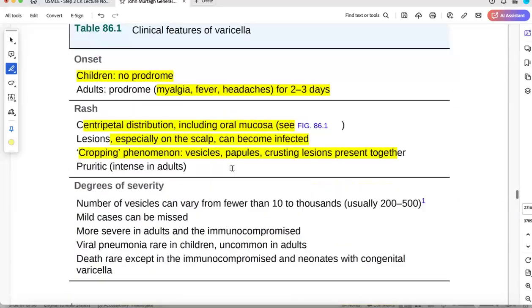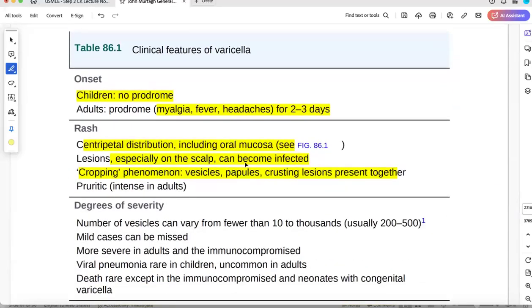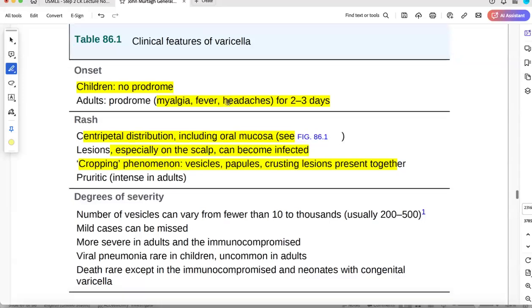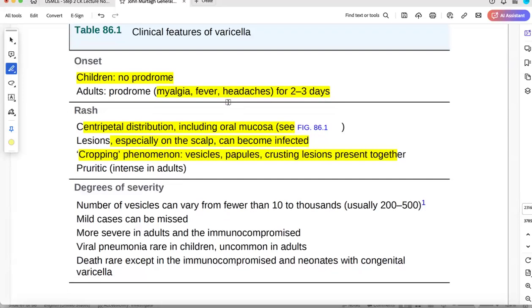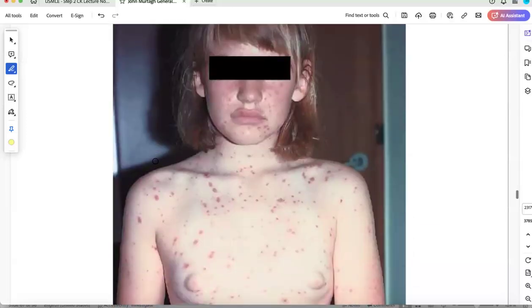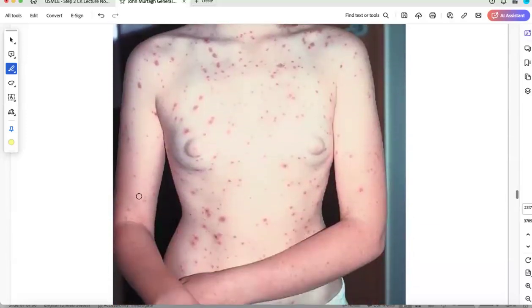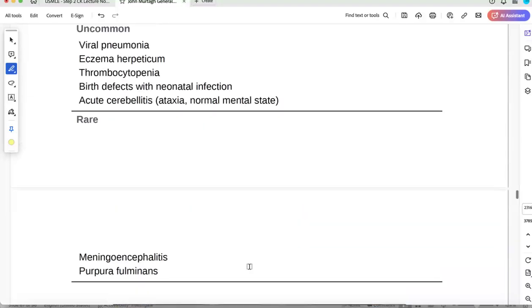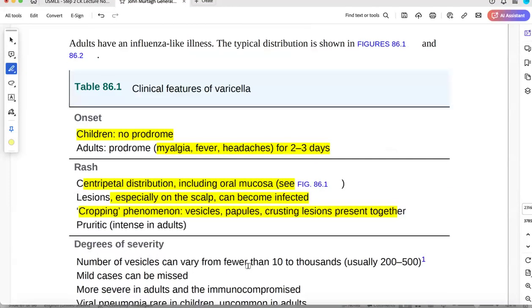Okay. So clinical features. What are the clinical features of varicella? First of all, children don't have any prodromal symptom, which means that children will not get any flu-like symptoms, no malaise, fever, nothing. They just start with a rash. The rash has a centripetal distribution, which means it starts in the center of the body. So it mainly starts in the center and then goes to the arms and legs. So it is centripetal distribution.